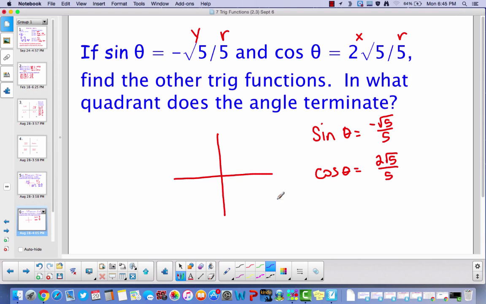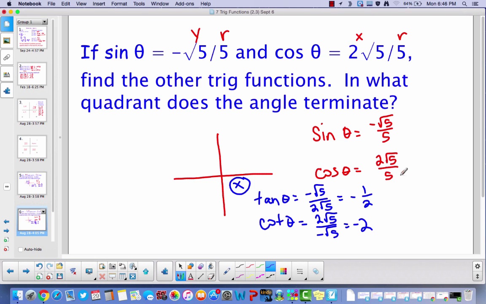Okay. So tangent of theta, remember, is y over x. So it's -√5 over 2√5. But that will simplify, so it's -1/2. Should tangent be negative in this fourth quadrant? Because remember, we're in this quadrant here. Yes, it should. How about cotangent of theta? Cotangent of theta is x over y. So we have 2√5 over -√5 equals -2.